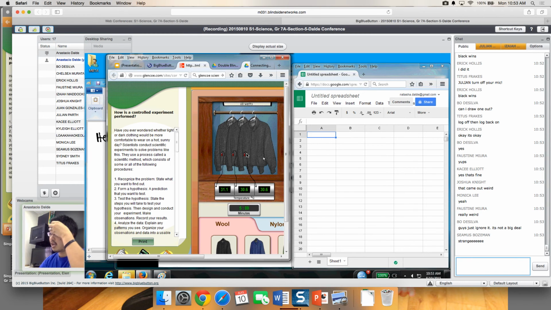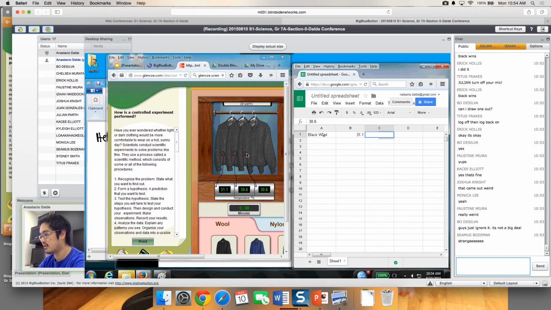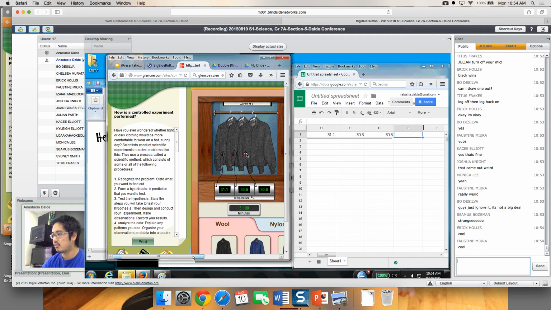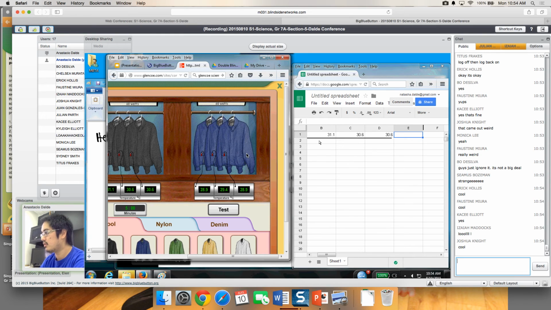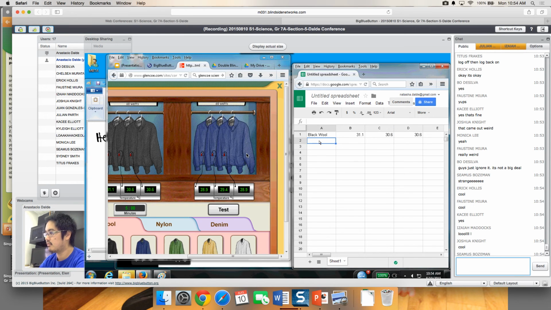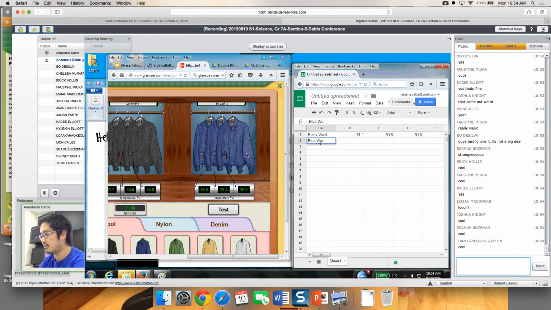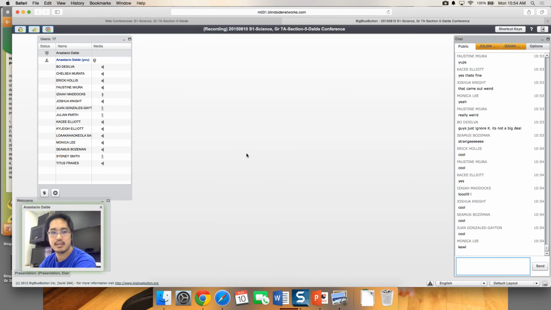Anyway, here's what I would do. I would put down black wool, and then I would write down the numbers 31.1, 30.6, and 30.6. Are we cool? And then I would go over to blue wool, and I would write down my numbers, 28.9.